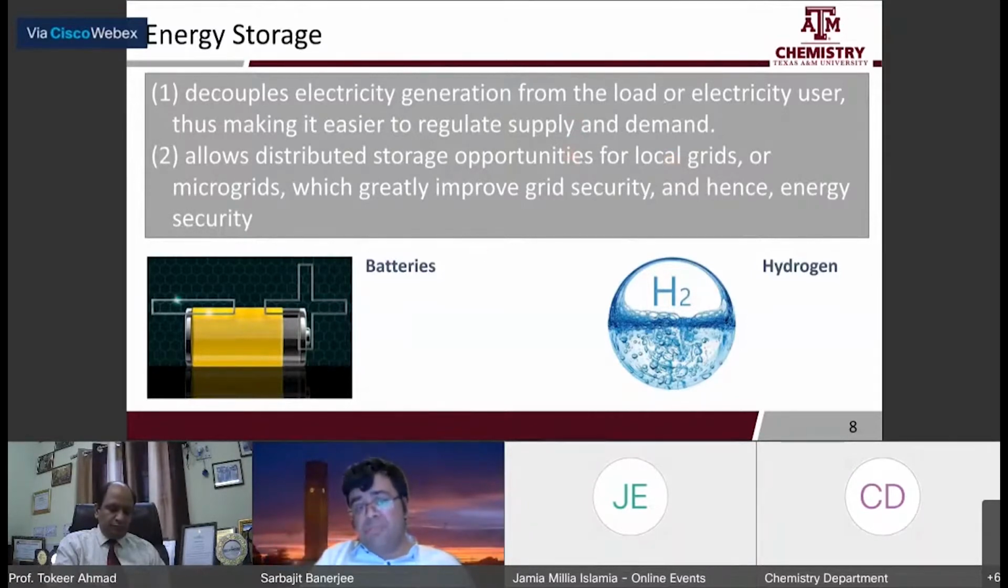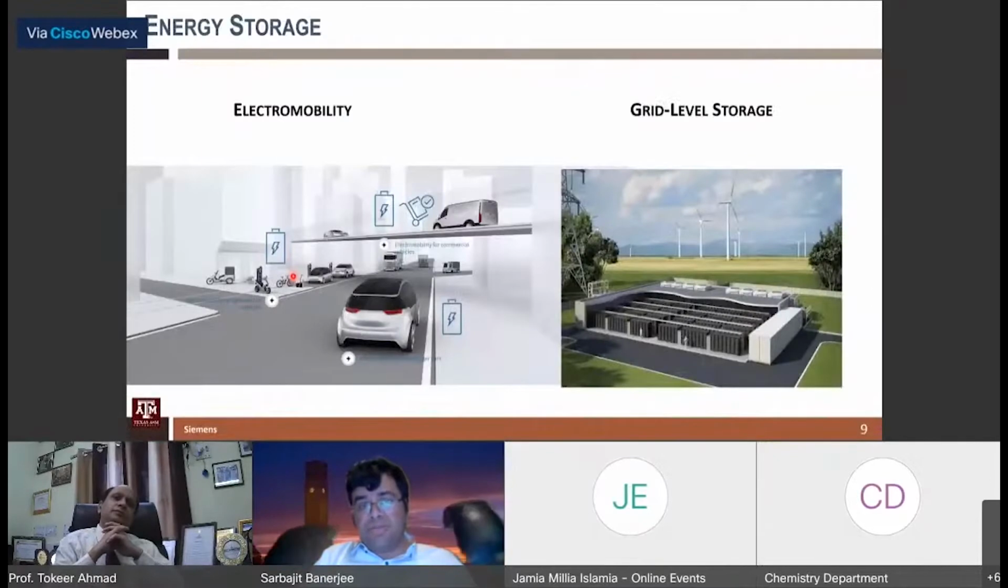There are multiple options for storage. I'm talking about two chemical options. There are lots of mechanical options like compressed air or pumped hydro, which you can also use. But in the context of materials, we'll think about two: batteries and hydrogen. I'm going to spend most of today, given the theme of the webinar, focusing on hydrogen, and then I have two lectures in the rest of the week thinking about electrochemical energy storage and batteries.